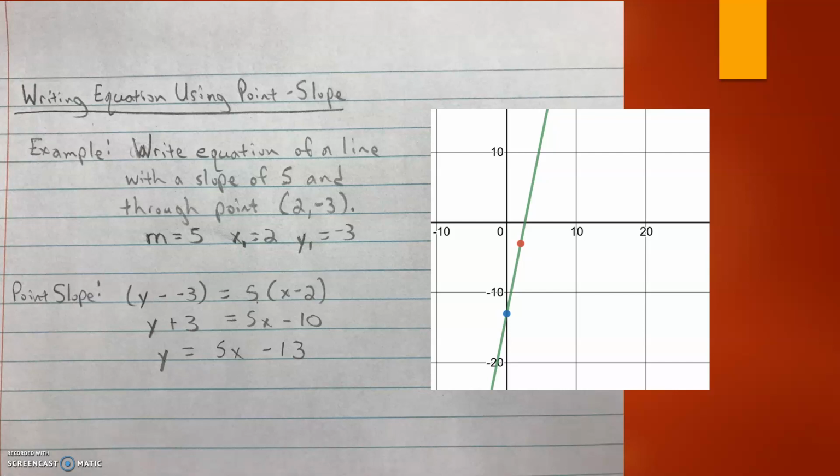I have a graph over to the right that's zoomed out so you can see the whole line. You see the y-intercept down there at around -13 on the y-axis. Then if you move up 5 over 1, for the slope of 5, you see the other point. Connect them and you have a straight line.